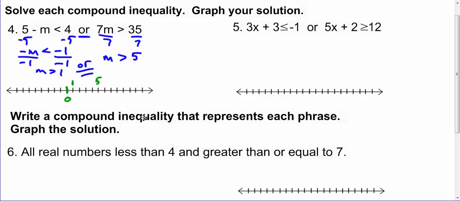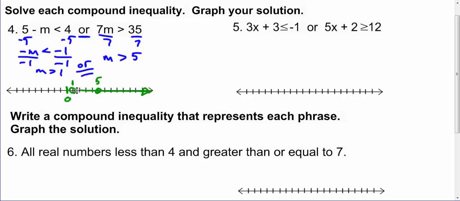Again, I'm not so worried about everything being to scale as I am about making sure you label points. m is greater than 1 or m is greater than 5. What that means is, for this statement to be true, only one of those two things has to be true. But the weird thing about this particular case is that both are actually going to the right.